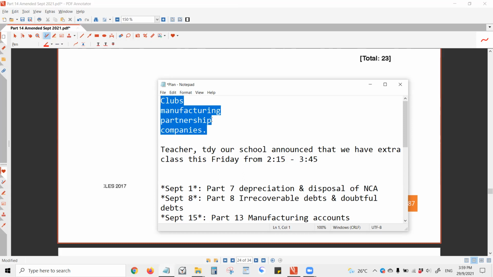On the first page, usually you would see a lot of information. The first page is usually all the descriptions, and then questions start with the next page. So all these 4 topics always appear in big questions. Among the 4, the easiest one is manufacturing, followed by partnership, then followed by companies. And the most difficult questions are from clubs and societies, because there are many varieties of questions for clubs.